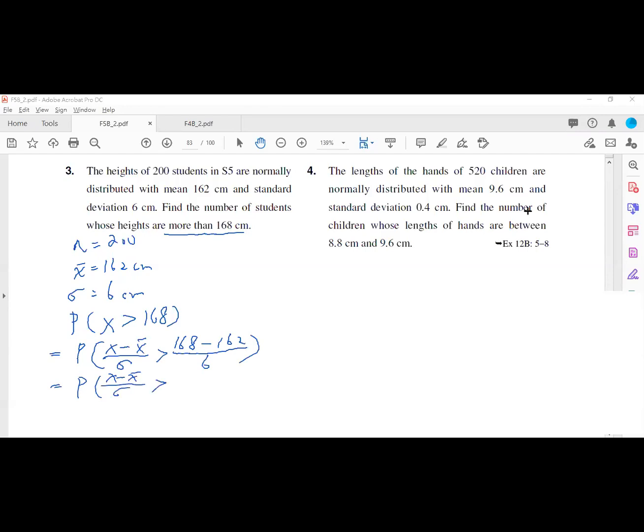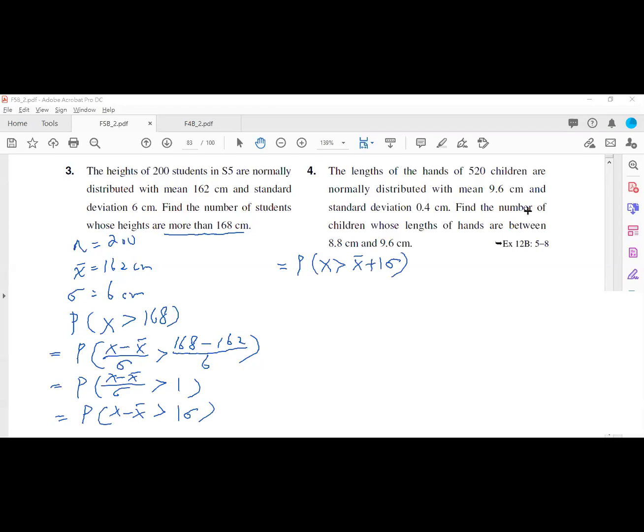So I think it should be equal to 1. Okay? And then we multiply the sigma to the right hand side. So x minus x bar is larger than 1 sigma. And then add the x bar to the right hand side. So P of x larger than x bar plus 1 sigma. Okay? And now we can go to the graph.